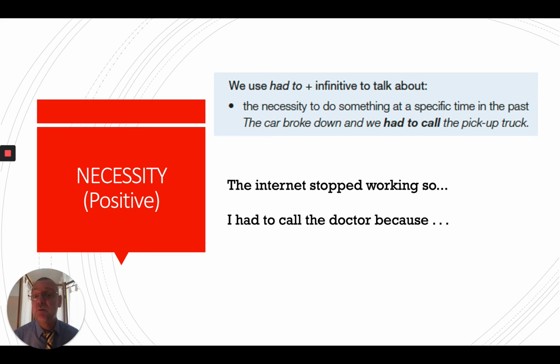Try this example. I had to call the doctor because... Why was it necessary to call the doctor? I had to call the doctor because my wife was sick or I didn't feel well. Saying that something was necessary at a specific time in the past. Ahmed missed the lesson, so he had to ask his friends for the work he'd missed, he had to send an email, etc., etc.